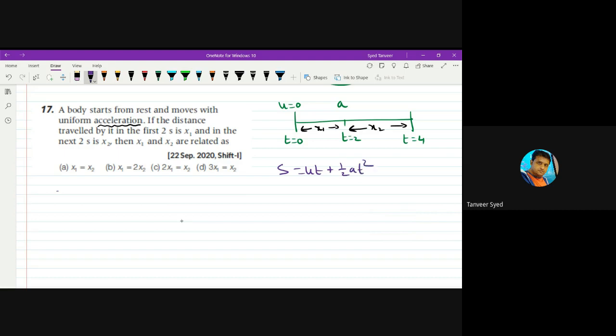ఎందుకంటే మనకు డిస్టెన్స్ ఉంది, టైం ఉంది, యాక్సిలరేషన్ ఉంది, ఇనిషియల్ వెలాసిటీ 0 అని ఉంది. SUAT ఈ నాలుగిటిని రిలేట్ చేసే థర్డ్ కైనమాటిక్ ఈక్వేషన్. సో if I apply this s equal to ut plus half at square for first 2 seconds, 0 to 2 seconds, what do I get? x1 is equal to u is 0, half a 2 square, which is half a into 4, which is 2a. Distance covered is 2a.